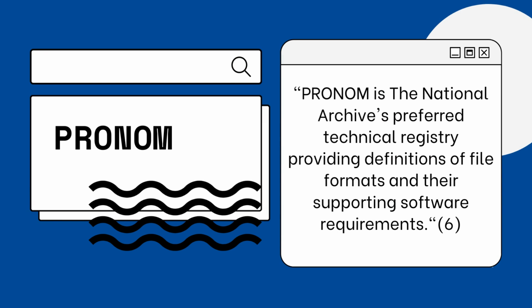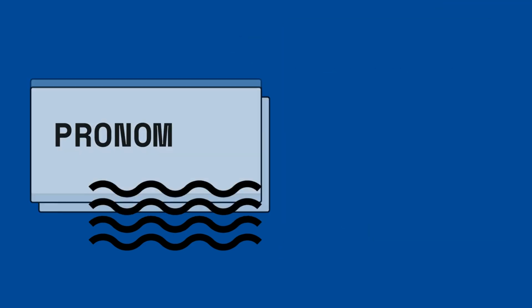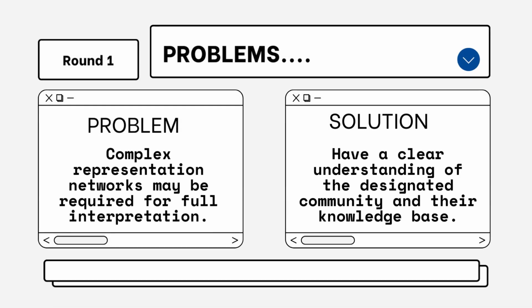Technical registries such as PRONOM are also important. PRONOM is linked to Droid, and PRONOM is the National Archives' preferred technical registry, providing definitions of file formats and their supporting software requirements. So, as with anything, there may be a number of problems.